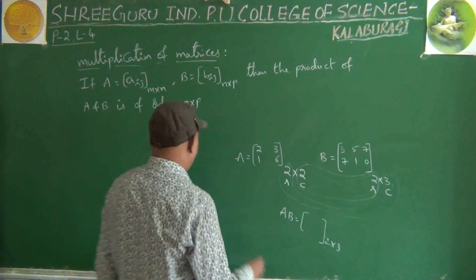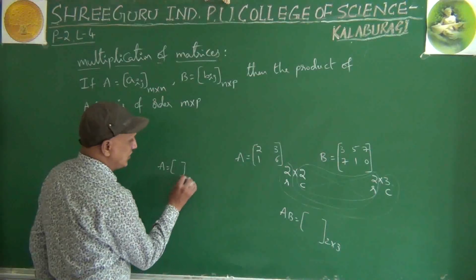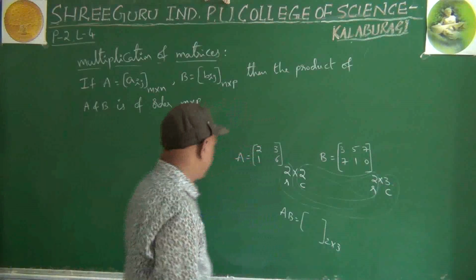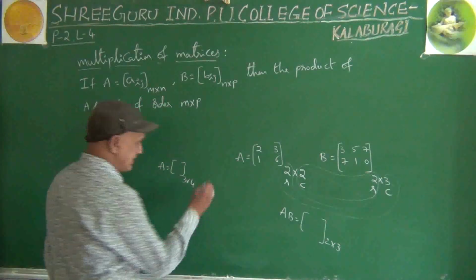Okay. Let us see one more example. For example, capital A equal to 3 by 4. This much big they don't give in general. I am just telling an example. Capital A equal to 3 by 4 matrix.